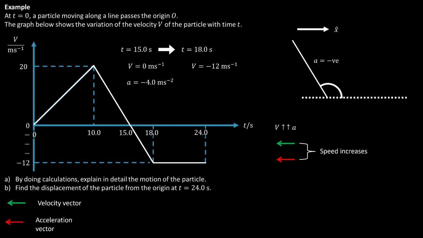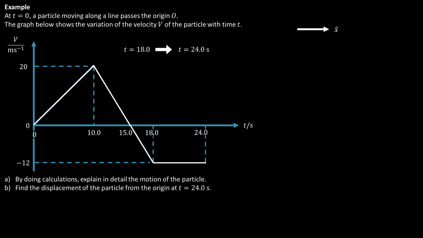The displacement covered in this time interval is simply the area of the triangle with base 3.0 second and height minus 12 meter per second, and we should obtain delta S, which is the displacement covered, as minus 18 meter, which is simply telling us that the displacement made by the particle from t equals to 15 second to t equals to 18 second is 18 meter to the left.